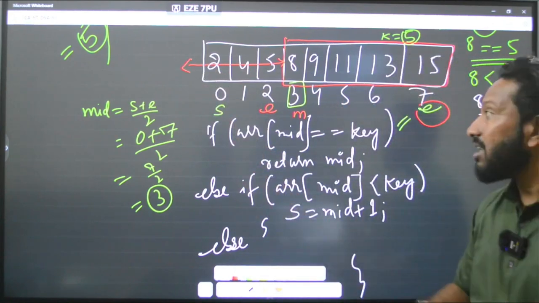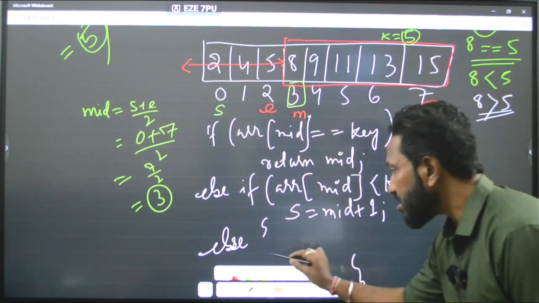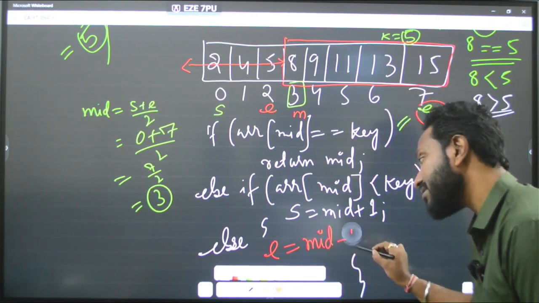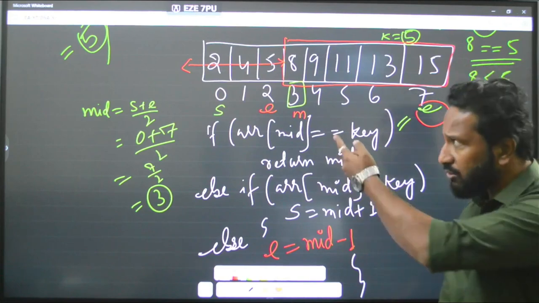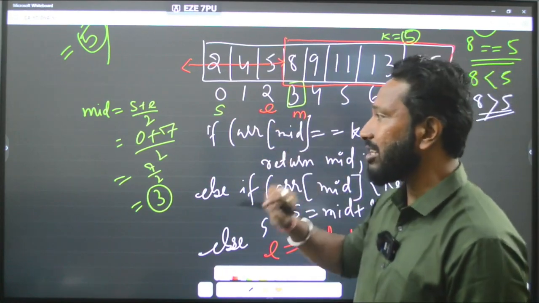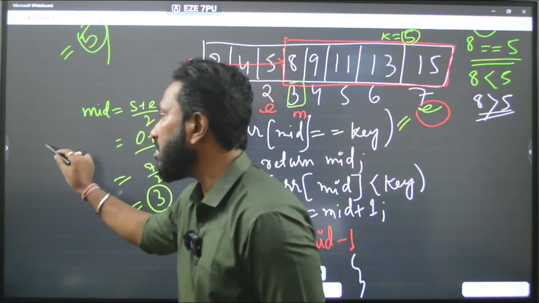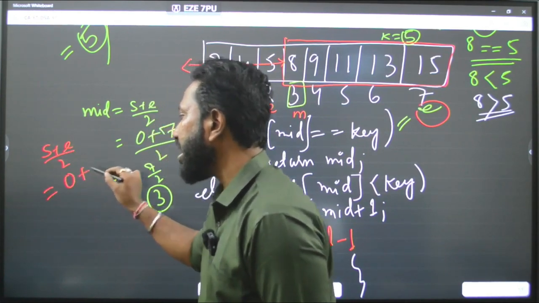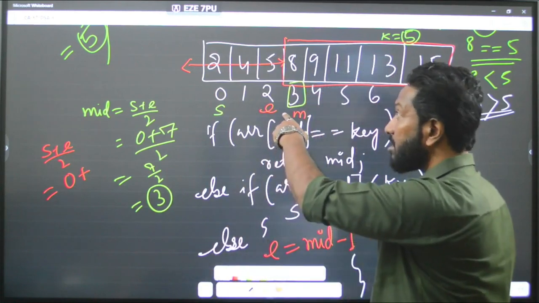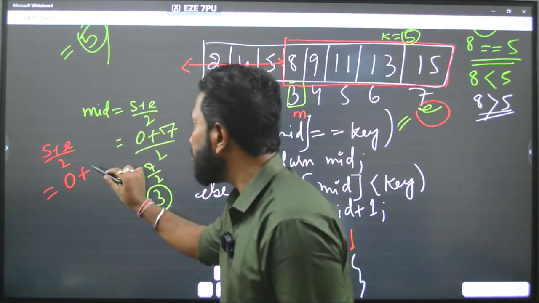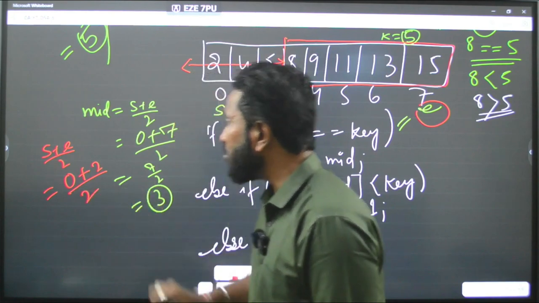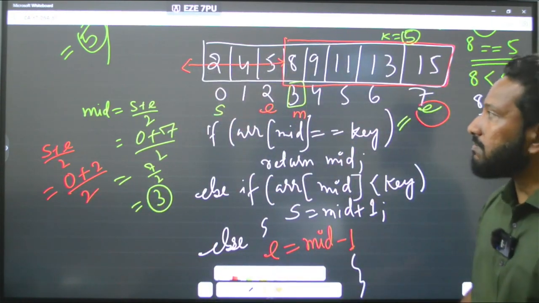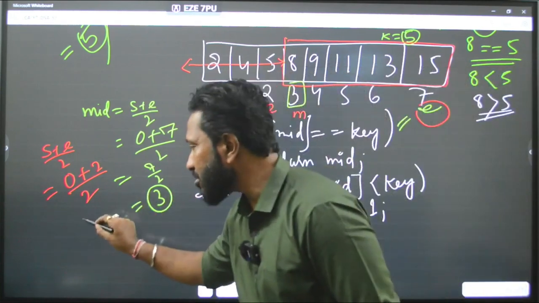Make sense? How will you write that? End is equal to mid minus 1. Got it? Do it. Start and end: end got a new value. So write down the formula, start plus n by 2. Start is 0 only. End is how much? See here, you will understand. 0 plus 2 by 2. So how much did you get? 2 by 2 is 1.